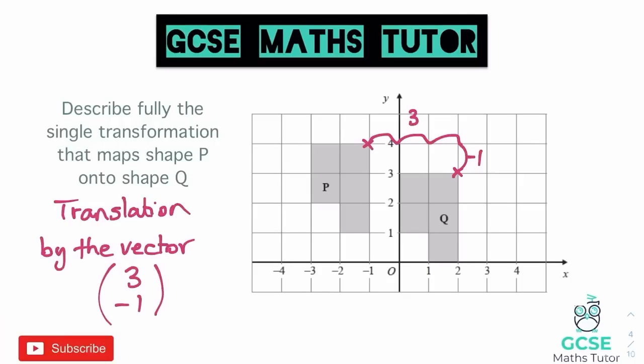Alternatively with this question, obviously, you could be asked how to get from Q to P. That would have been slightly different, because actually to get from Q to P, we would have gone 3 to the left and we'd have gone 1 up.